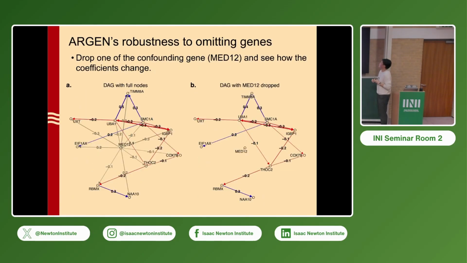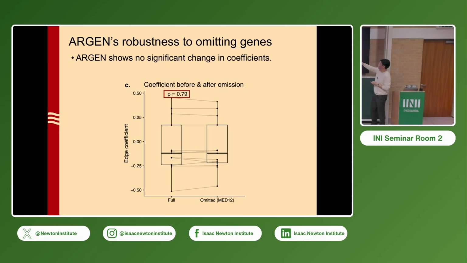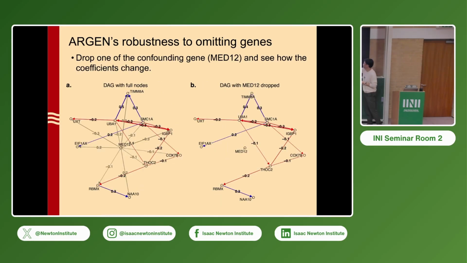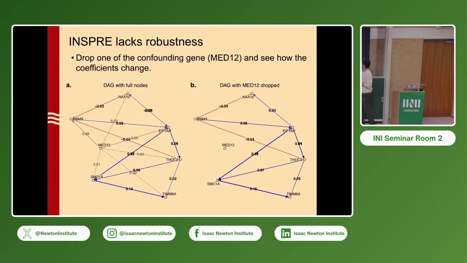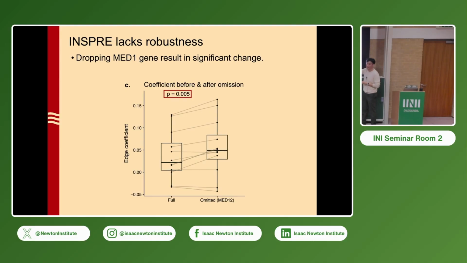So we did this type of experiment as well. We took a look at the DAG learned from the case where we include this MAT12 gene and exclude this MAT12 gene from the analysis. And you can see that the remaining edge coefficients are pretty much the same, even if we omitted this guy from the analysis. The coefficient didn't change that much, even before and after removing this single gene over here. But for this baseline approach, you can see that the coefficients change significantly just by removing a single gene from the analysis.